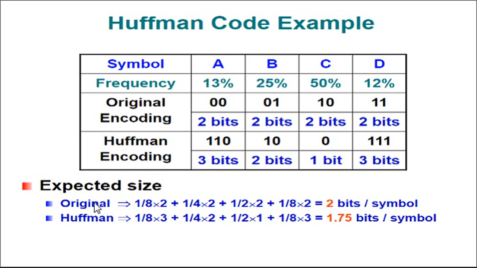Thus we can calculate here the requirement of the size of the message. If the original encoding is used, then we will require 2 bits per symbol, whereas by Huffman coding it is reduced to 1.75 bits per symbol. So without loss of information, Huffman code always saves space, and hence it is more efficient.